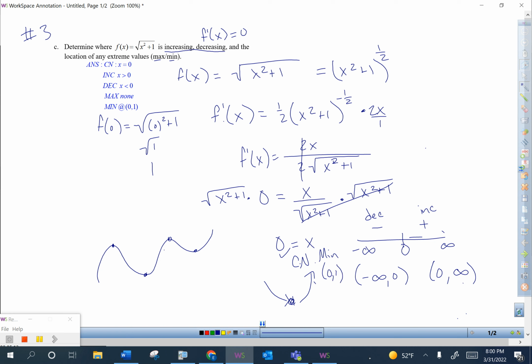Okay, this process, your derivative is going to look different for the different types of equations you could see, but the process for finding critical numbers, using your number line, determining max or min, that's always going to look the same. Please use your table to help you for those.